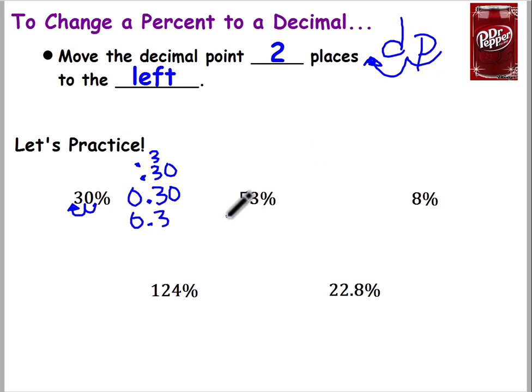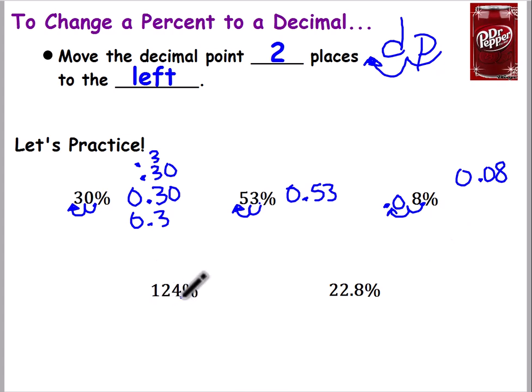Okay, 53%. It's a whole number. There's the invisible decimal point. Now move it once, 2 places to the left, and we get 53 hundredths. 8%. There's the invisible decimal point. Let's move it once, 2 places to the left. Our new decimal point goes here. There is an empty hole that we have to annex a 0. So we're going to get 8 hundredths.